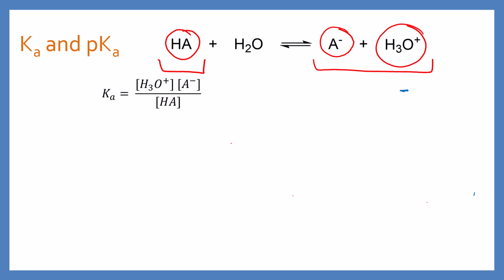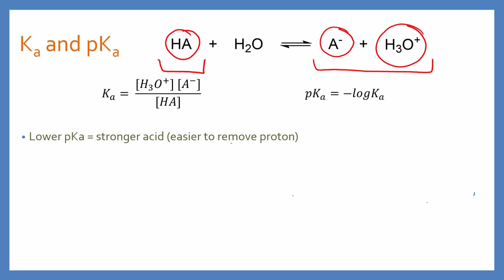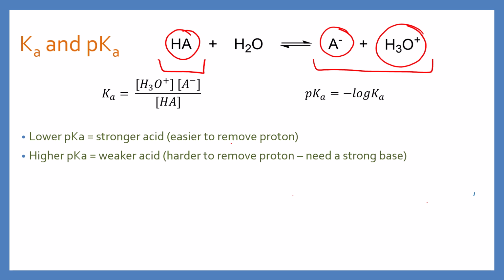So let's look at that formula: pKa equals negative log of Ka. The lower the pKa is, the stronger the acid, meaning it's easier to remove the proton and you're going to end up with a whole lot of your products. The higher the pKa, the weaker the acid, meaning it's harder to remove the proton, and your HA is going to stick around.